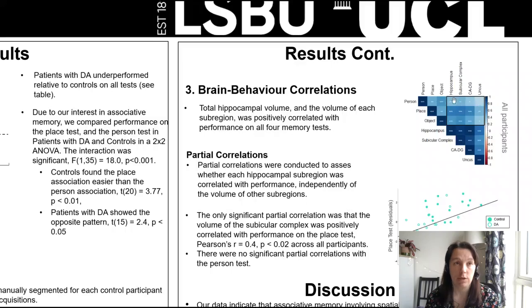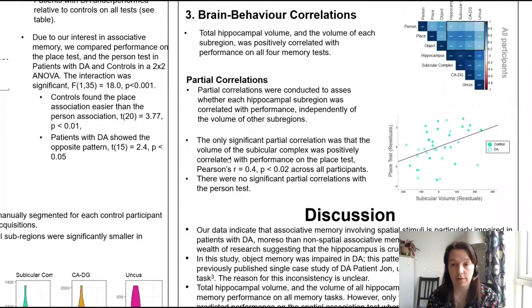But we're interested in whether or not there's a difference across these subregions, where some subfields correlate more strongly with some tasks than other tasks. So to answer this question, we ran some partial correlations, where we wanted to assess whether unique variance was accounted for by the volume of one region over the others. And in this case, we only found one significant correlation, and this is that the volume of the subicular complex was positively correlated with performance on the place test, so the spatial test, across all participants. We didn't find any significant partial correlations with the person test.